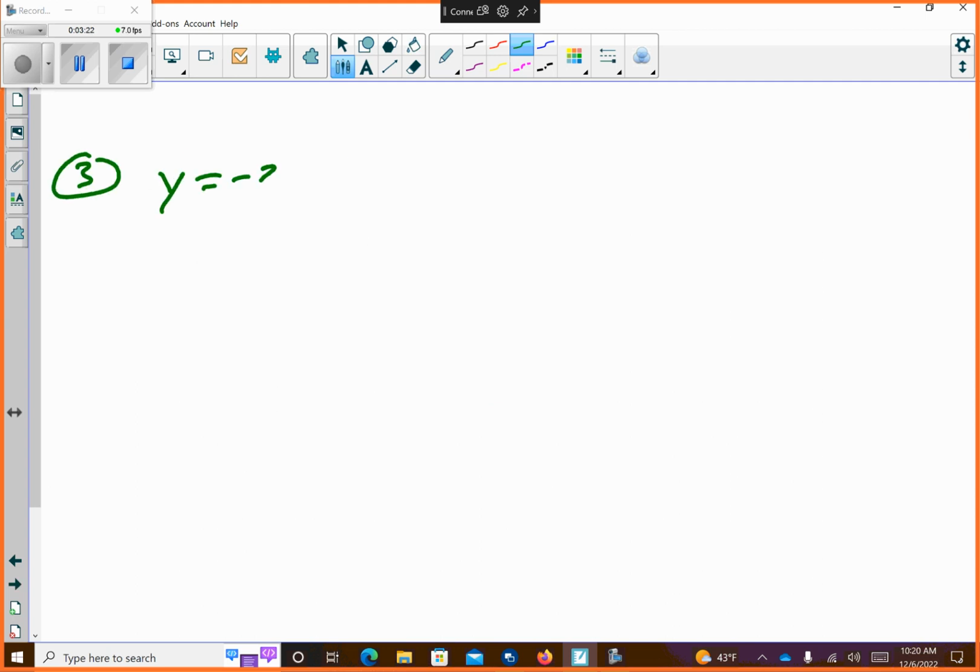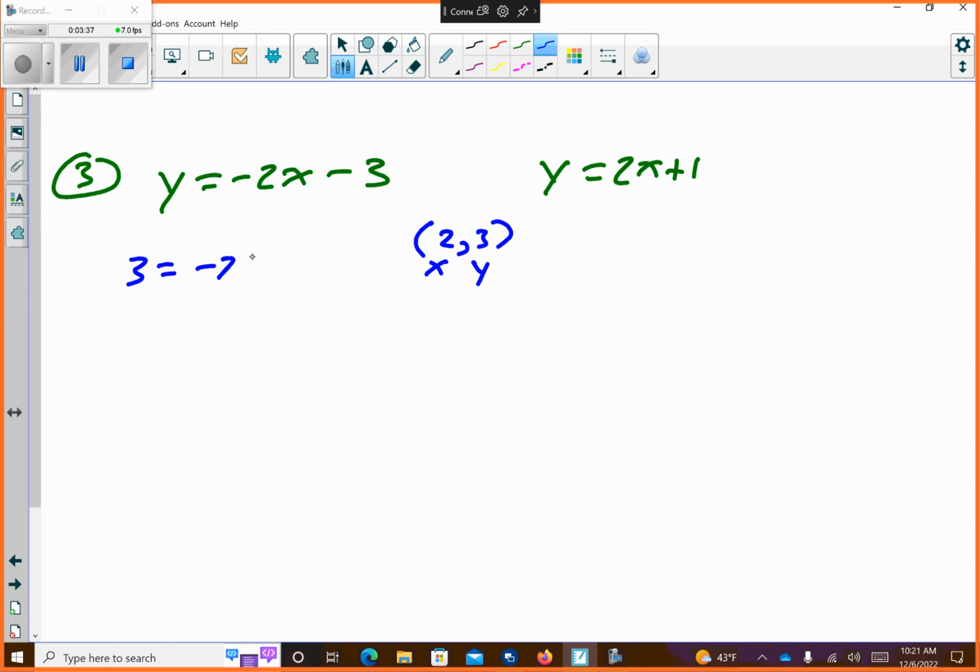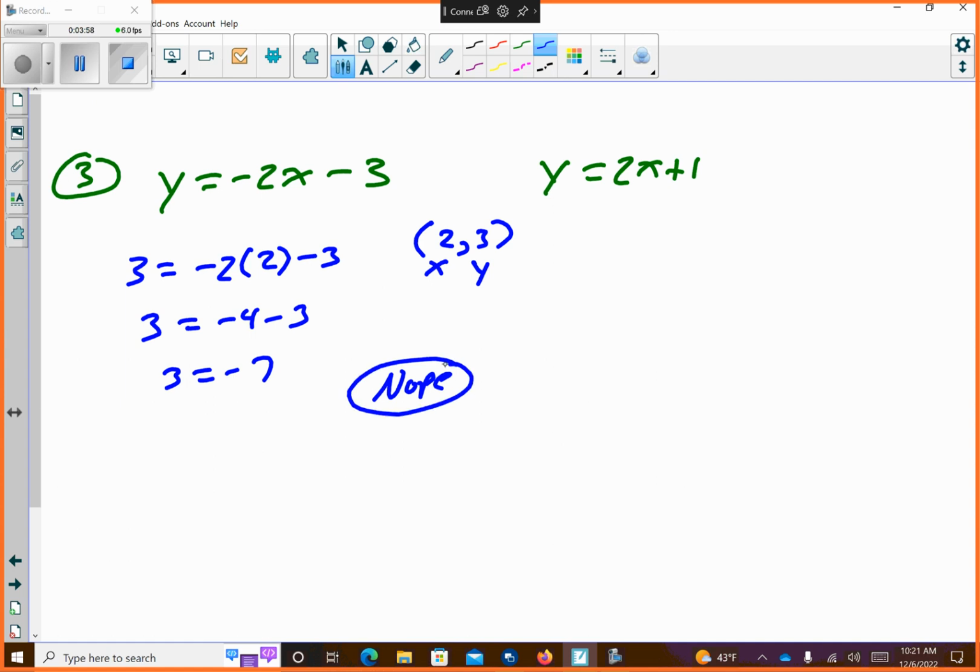y equals negative 2x minus 3, and y equals 2x plus 1. And they want to know, does the point 2 comma 3 work? So again, this is an x and a y value, so we're going to plug our appropriate values into the right location. So I get 3 equals negative 4 minus 3. Is 3 equal to negative 7? That's not working, right? So, nope, doesn't work. And again, notice I didn't even plug it into the second one. I got a false statement originally. No reason to continue on with the problem.